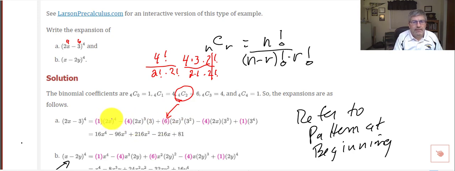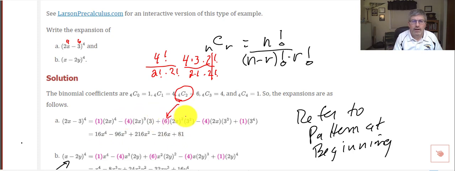So expanding this out, 2x to the fourth is 2 to the fourth, so 16x to the fourth times 1. And 2x quantity cubed was 8x cubed, but times 3 times 4. So 8 times 3 times 4 is 96. And our sign is minus, right? Plus, minus, plus, minus, plus.